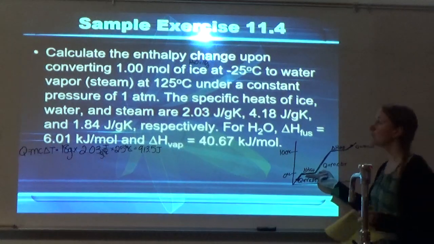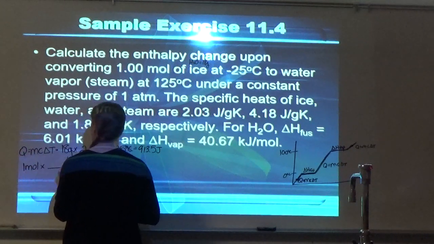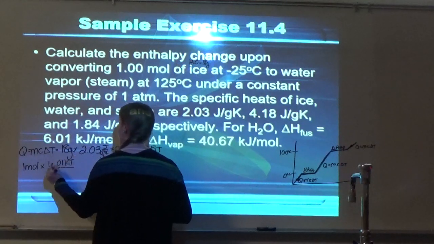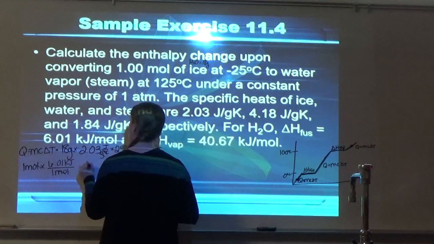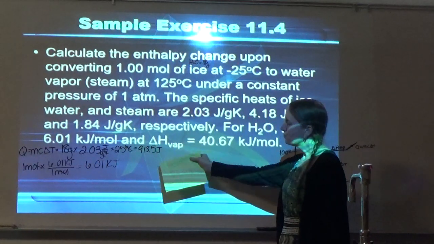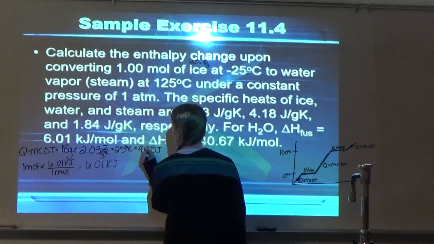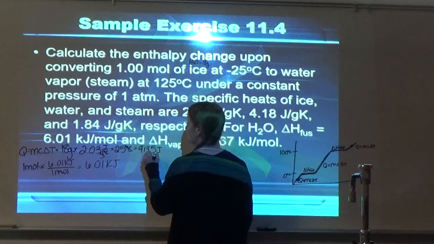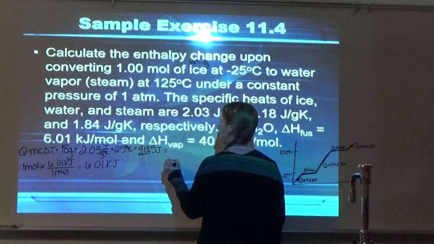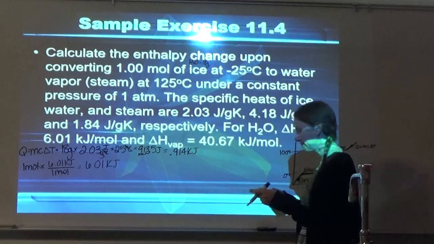Next I need to hit delta H of fusion. I start with my 1 mole of water and multiply by my delta H of fusion, which is 6.01 kilojoules per mole. My moles cancel, so I get 6.01 kilojoules. Here becomes our issue: we have joules and kilojoules, so we have to change one to the other. It doesn't matter which one you change. I'll go from joules to kilojoules by moving the decimal over 3 places to the left, so this becomes 0.914 kilojoules.